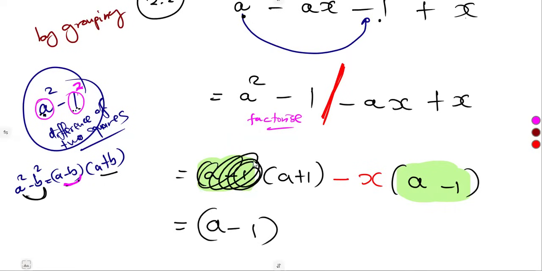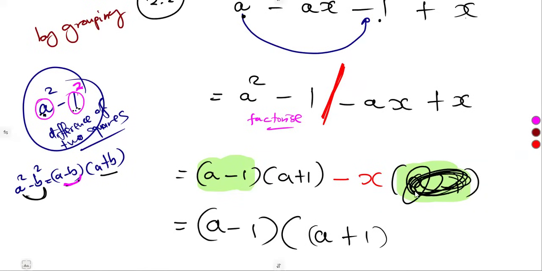So if we take it out here, what are we going to remain with? We are going to remain with A plus 1. It was supposed to be like this, A plus 1 in brackets. Then we factor out this A minus 1. What are we going to remain with? We are going to remain with the minus x. So it was supposed to be like this, but these are in one bracket, A plus 1 minus x.